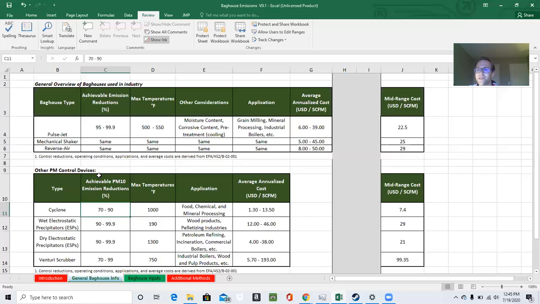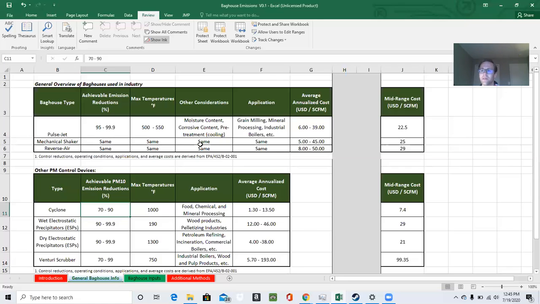So it's really important to make sure that these things are running properly, and so you need to consider the application of them. With that, baghouses are generally used for mineral processing and grain milling, as well as different types of boilers, whether that's industrial or commercial or even sometimes residential.